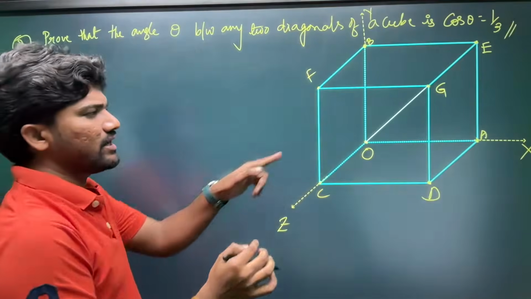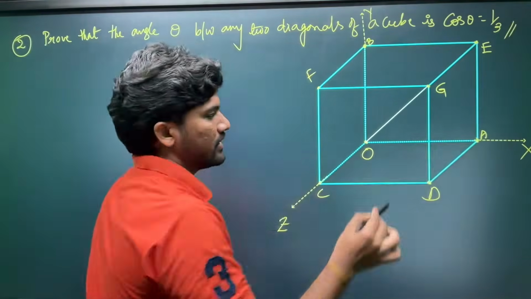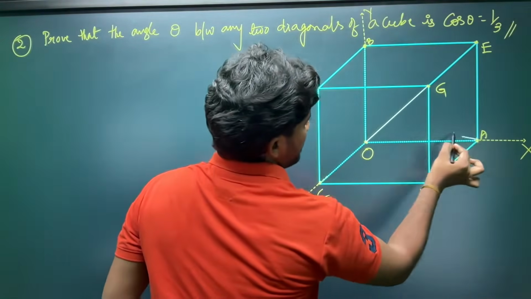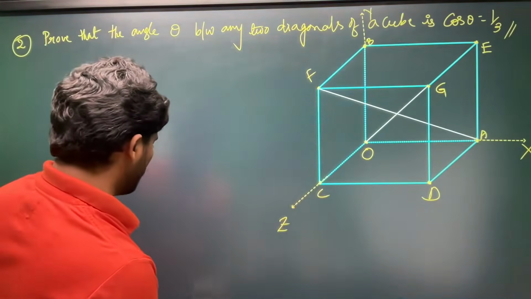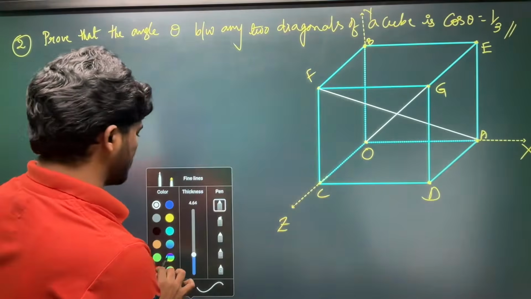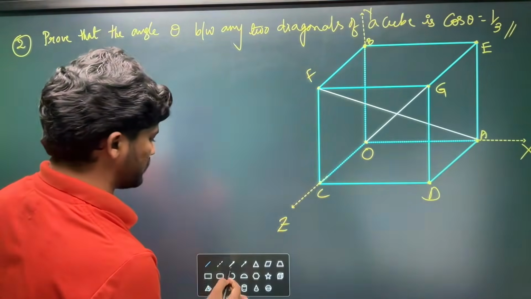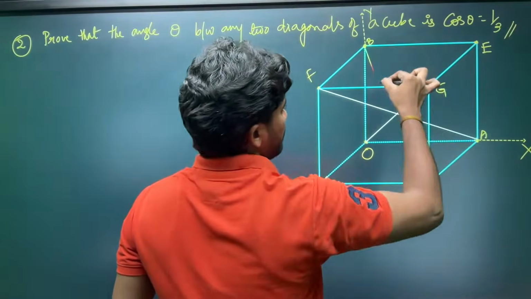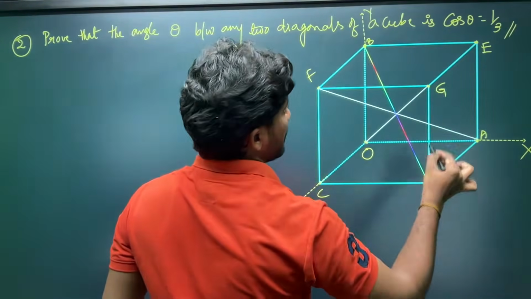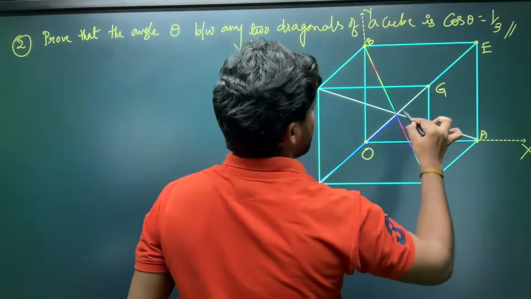The second diagonal: after O, the next point is A. So therefore AF bar, AF bar. This is one diagonal. And two more diagonals are there. What are those two more diagonals? Look here once. From B, BD bar, and from C, CE bar.